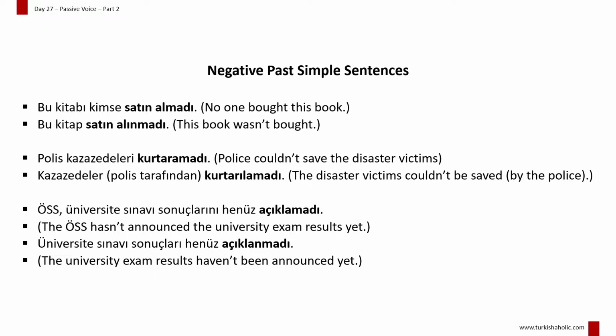Most of the time, passive voice sentences in past simple tense can be translated into the present perfect tense in English. We can also include modal suffixes like can, could in the second sentence by adding the can suffix e after the passive voice suffix. This can also be done for other tenses too.